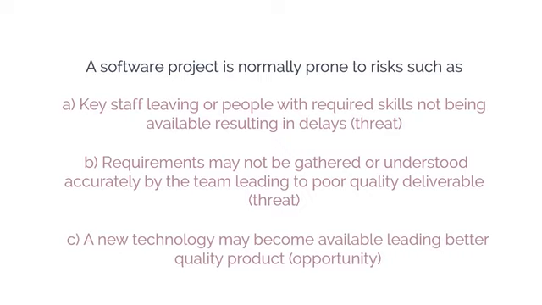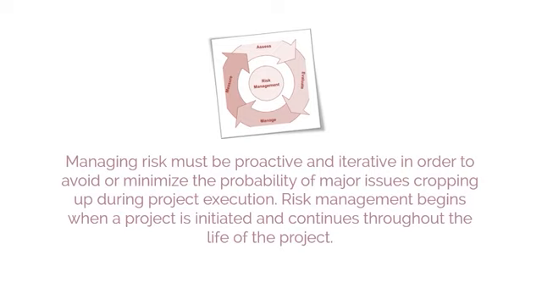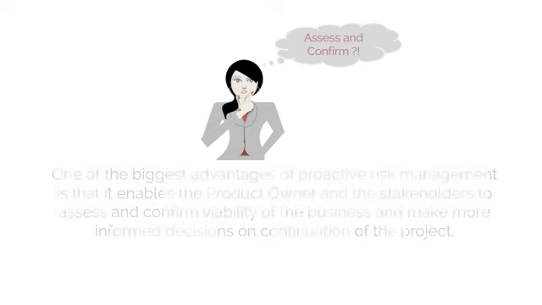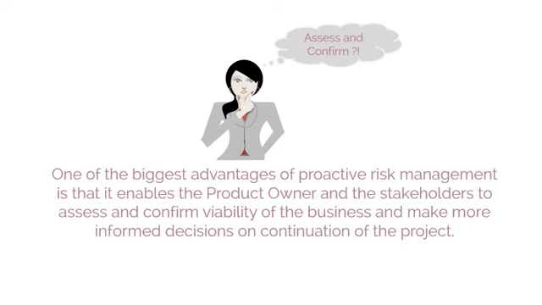That's called an opportunity. Managing risk must be proactive and iterative in order to avoid or minimize the probability of major issues cropping up during project execution. Risk management begins when a project is initiated and continues throughout the life of the project. One of the biggest advantages of proactive risk management is that it enables the product owner and the stakeholders to assess and confirm viability of the business and make more informed decisions on continuation of a project.